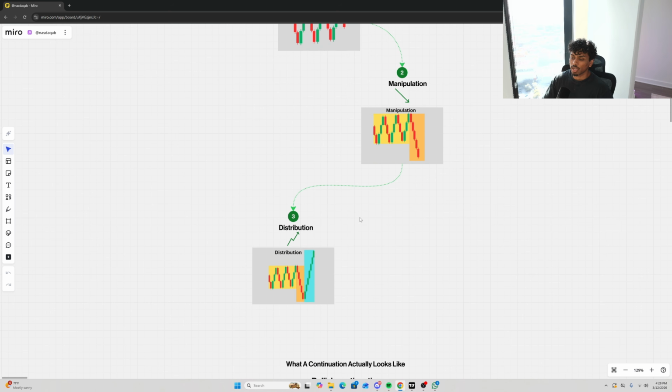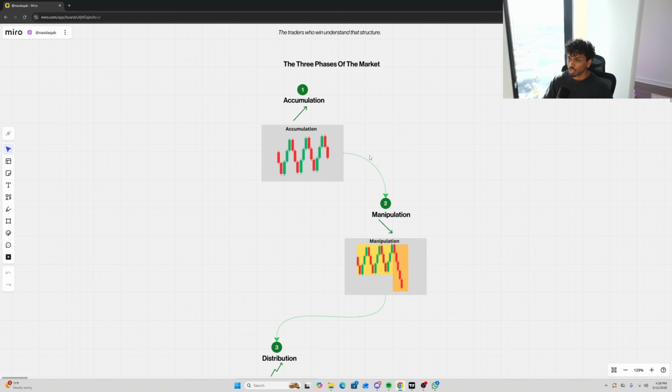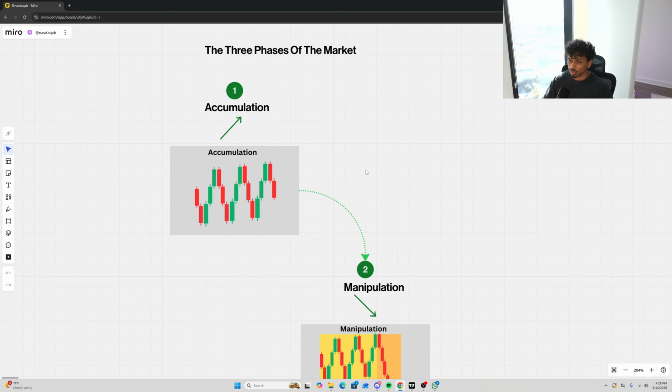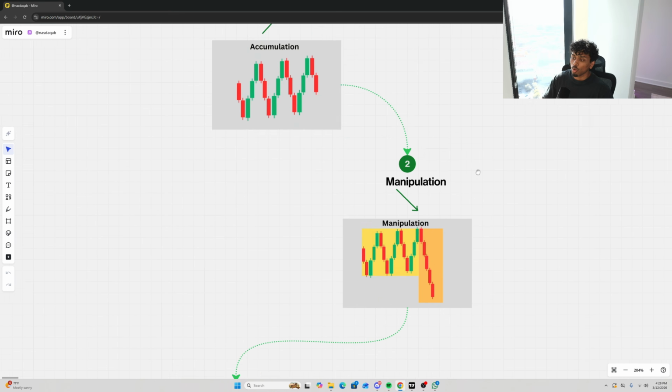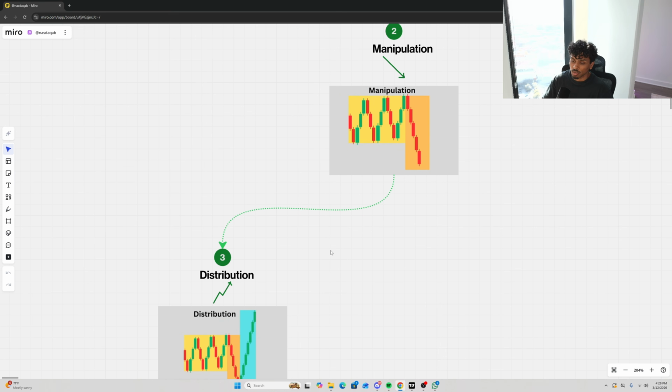Accumulation, manipulation, and distribution. With accumulation, we have to understand specifically that this is where the market moves sideways. There is not a good amount of volatility present. There is not a good amount of volume present. The market is just moving sideways. This is where orders are accumulating, and this is what we want to avoid. But we use this as a confluence in order to take a continuation trade when we get into more of the distribution phase, which I will explain a little bit later in this video.